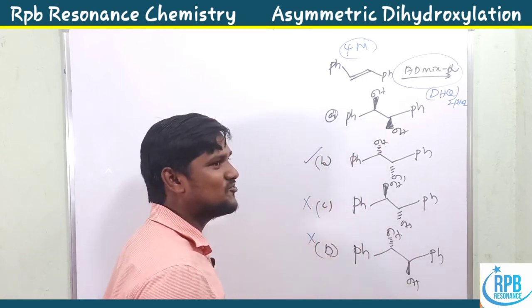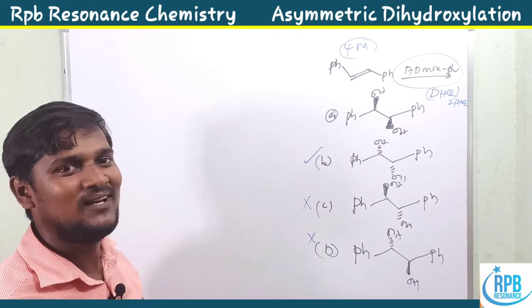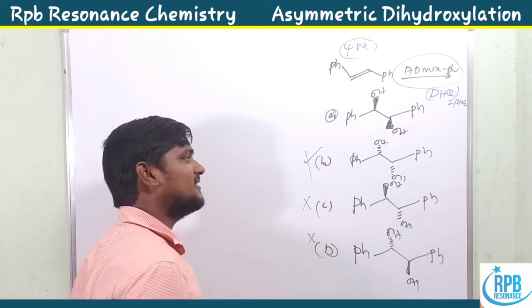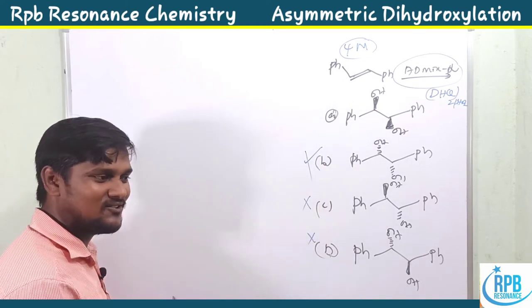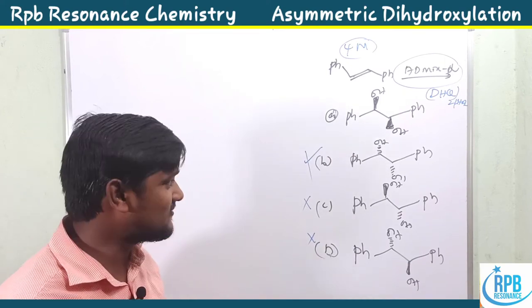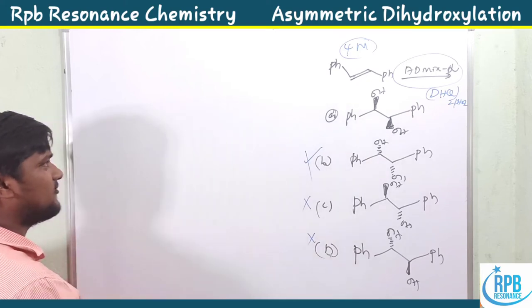So if we choose option B, we will get punished with negative marks, that indicates it was also wrong. So this is the way they frame the questions. Let's check why it is wrong.